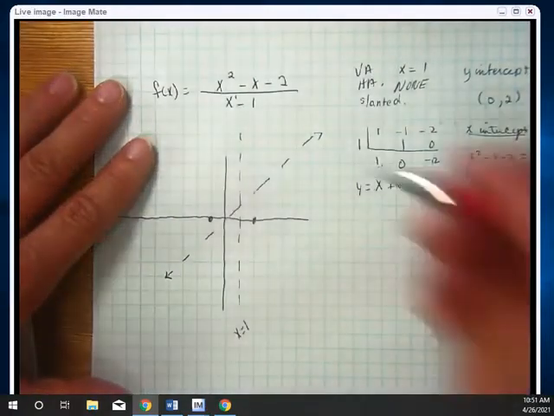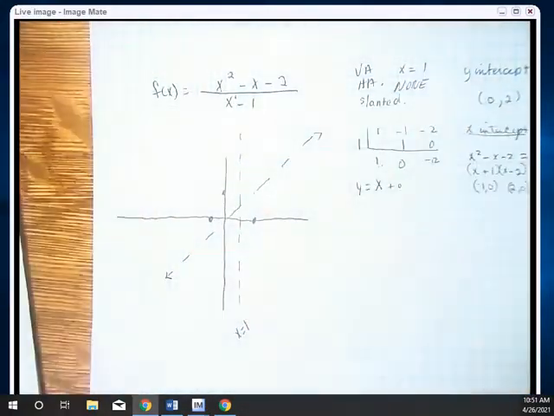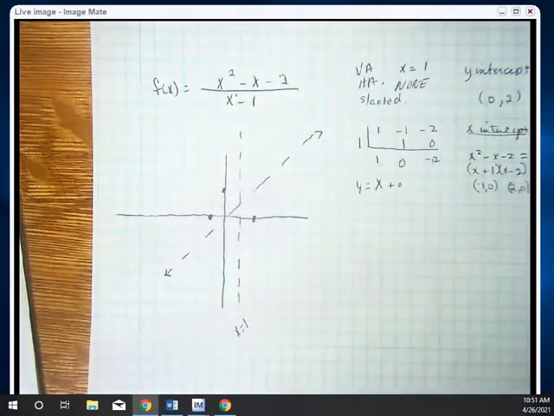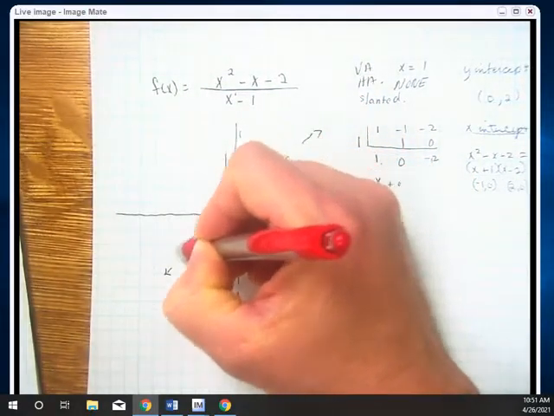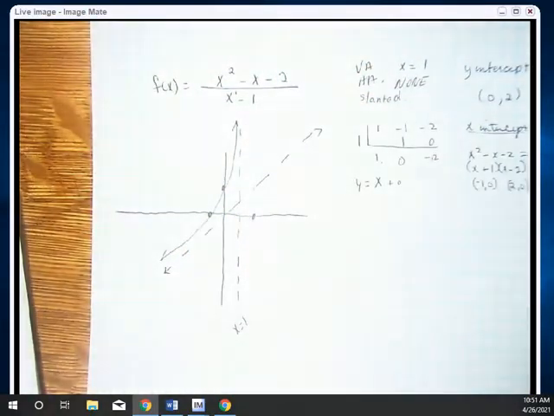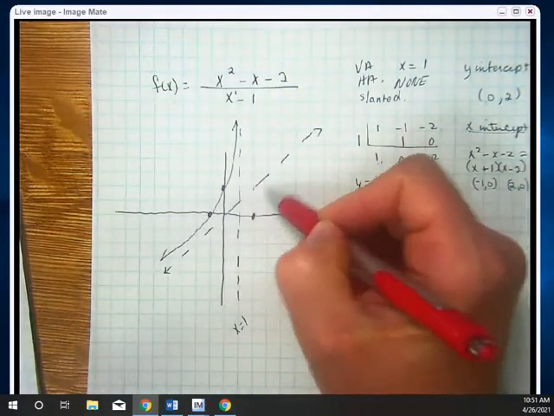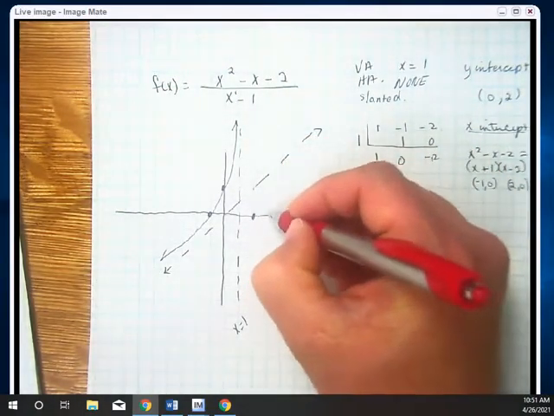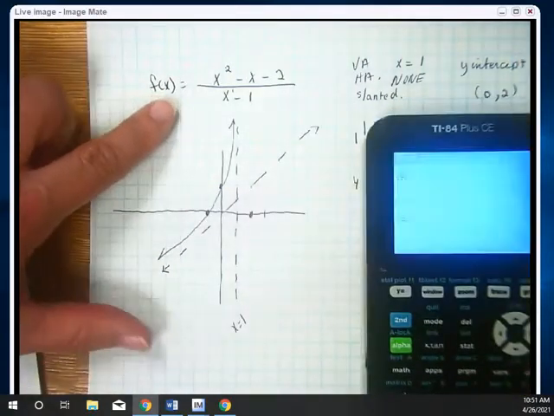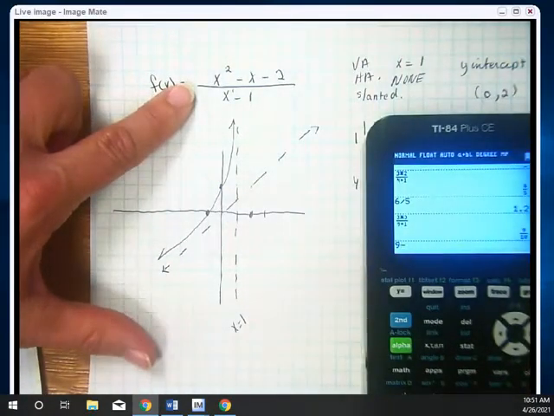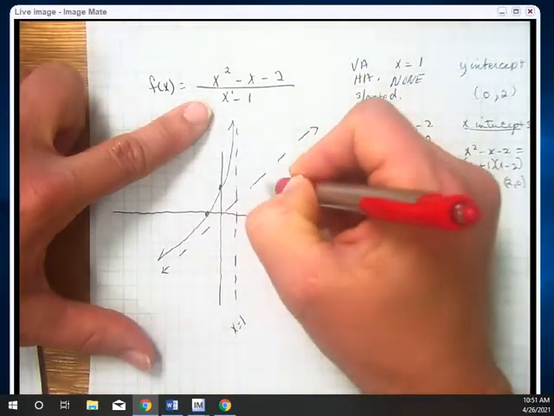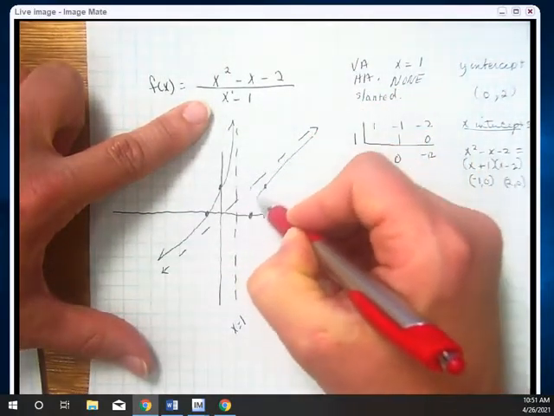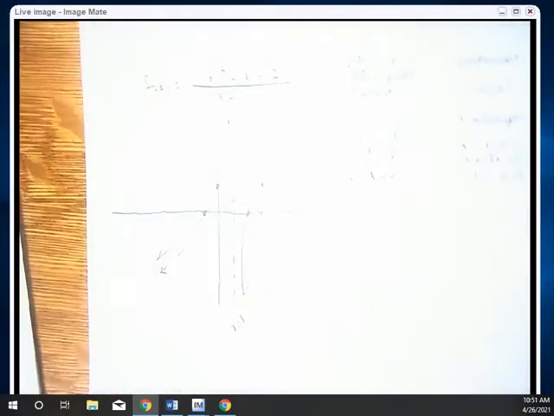At 0, 2, I'm at that graph. This one goes beside, curves down, so it's kind of big and wide. And I'm thinking this is probably going to do the same thing. I'm going to try a 3 in there just to make sure that I know what I'm doing. 9 minus 3 minus 2 divided by 3 minus 1 is 2. So it appears to go beside and down. And there's our new graph.